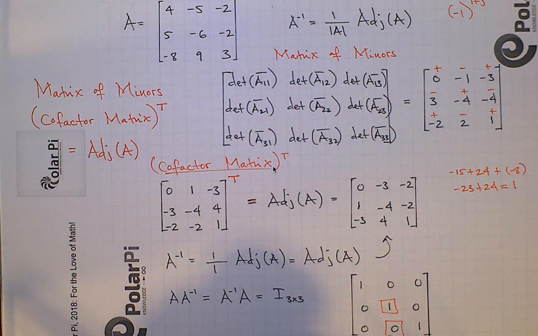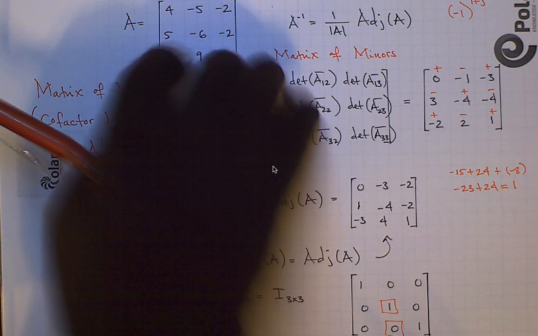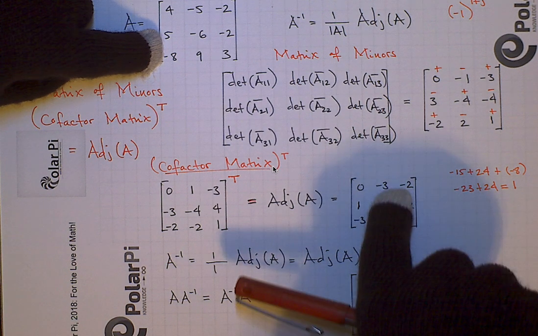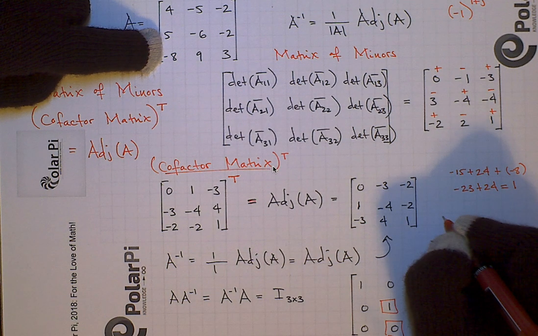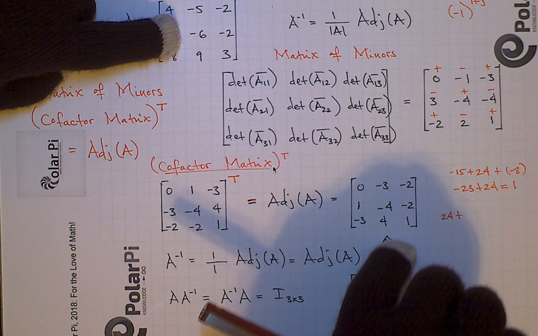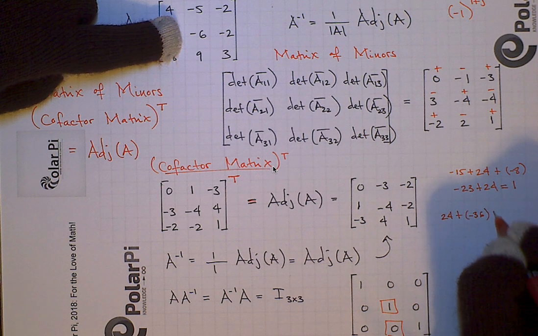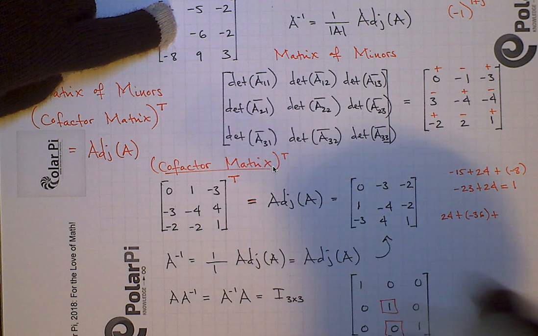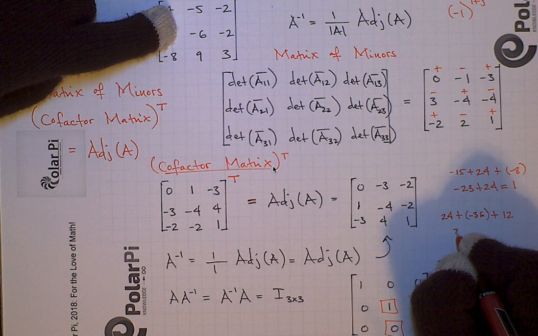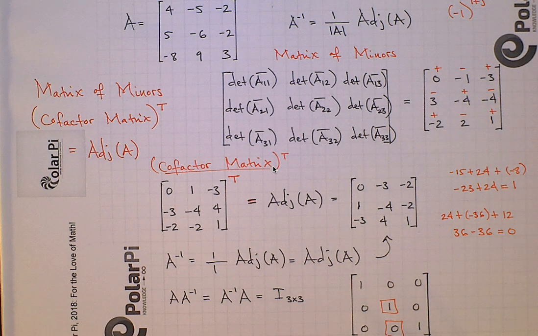And then for that 0, we need this third row against the second column. So that's negative 8 times negative 3, which is 24. Plus 9 times negative 4, which is negative 36. Plus 3 times 4, which is 12. The 24 and the 12 make 36, so I have 36 minus 36, which is in fact 0. So good, we did this correctly, yeah?